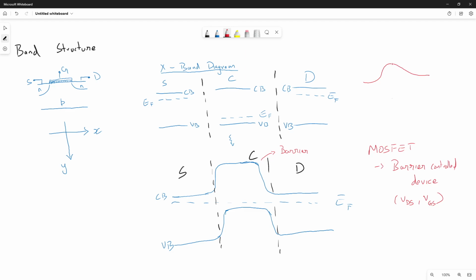Initially it would have been something like this. Now, as I'm increasing VD, it will go down, from here to here. So, the first thing we have to understand is VDS is used to lower the barrier height.